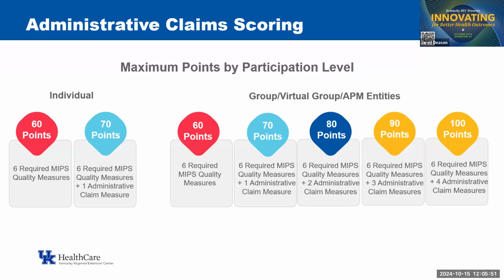For groups, virtual groups, and APM entities, all 4 administrative claims measures could be attributed, making your quality score range from 60 to 100 points, with up to 10 measures evaluated. Even if you haven't seen these measures on your MIPS report, it's crucial to understand how they're calculated and triggered, especially if you are one of those providers managing relevant diseases or procedures.